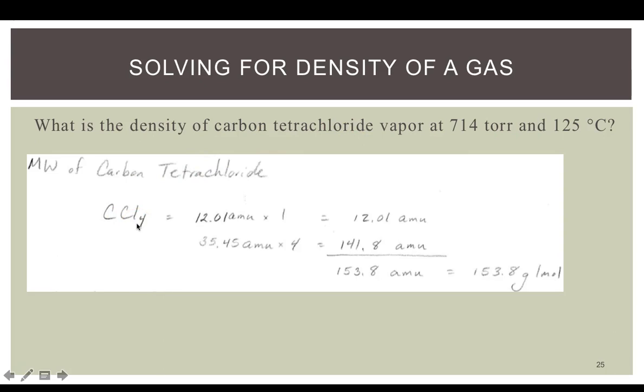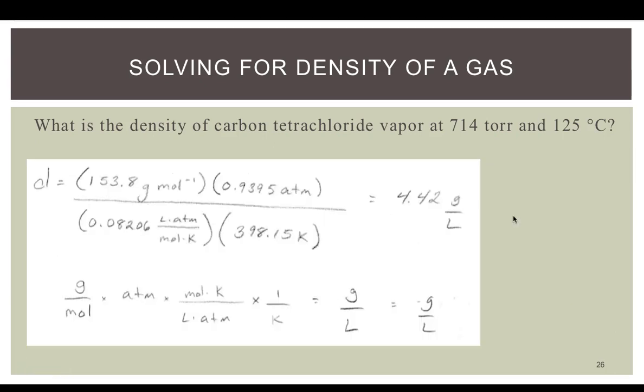We go to the periodic table. We have one carbon. It weighs 12.01 AMU. Chlorine weighs 35.45 AMU. Multiply them together, 12.01 AMU plus 141.8 AMU is 153.8 AMU. And then we know AMU corresponds, even though this is dealing with one atom, if we have 1 mole of CCl4, it weighs 153.8 grams per mole of CCl4. So now we have pretty much everything that we need. There's our molecular weight, there's our pressure, there's our R, there's our temperature.